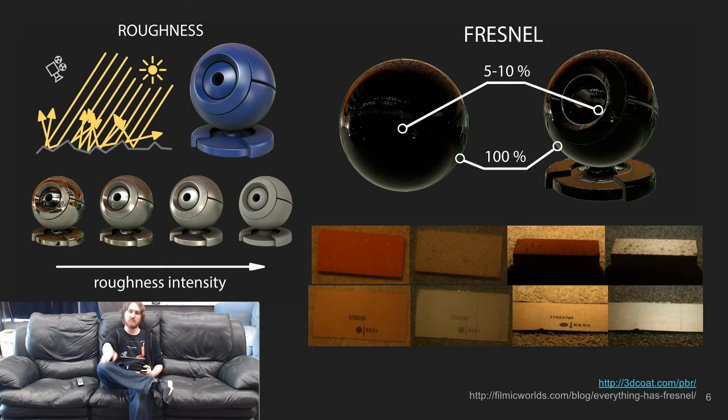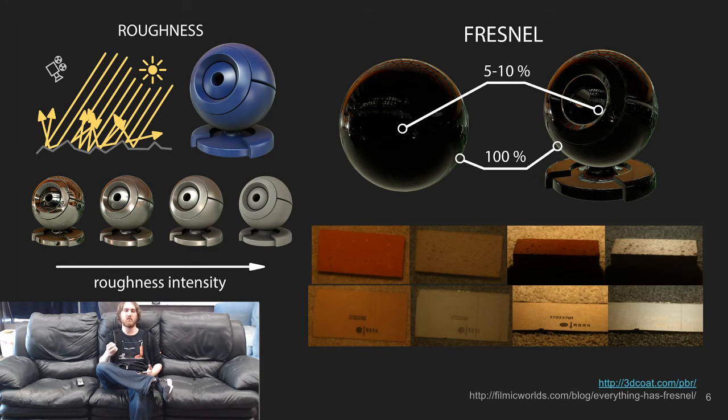And so we have some examples here, where there's a brick on top and cardboard underneath. When you look at it straight on, there's not a lot of reflection there. But when you look at it from the side, you can really see how shiny it is and how much specular light gets bounced. And so everything has Fresnel, and PBR reflects that.